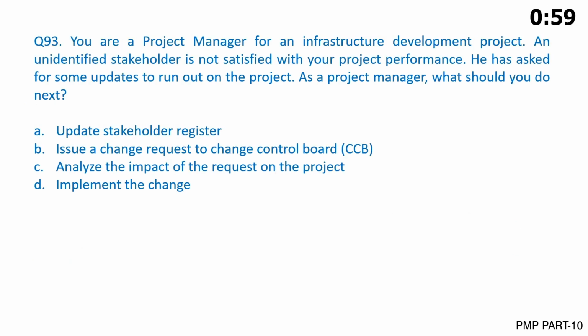You are a project manager for an infrastructure development project. An unidentified stakeholder is not satisfied with your project performance. He has asked for some updates on the project. As a project manager, what should you do next? A. Update stakeholder register. B. Issue a change request to change control board, CCB. C. Analyze the impact of the request on the project. D. Implement the change.